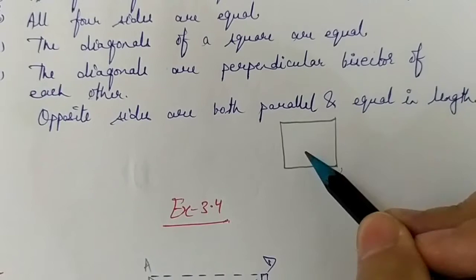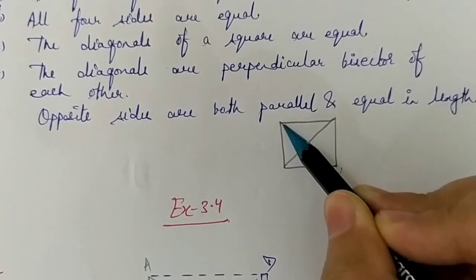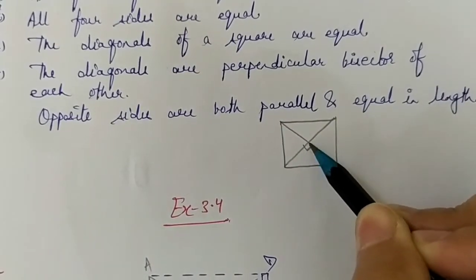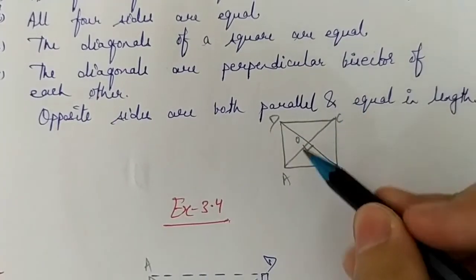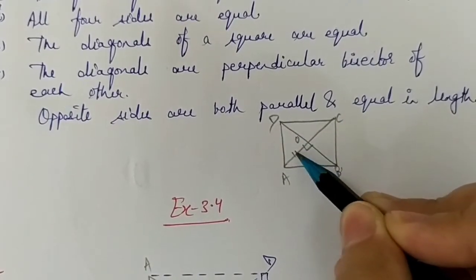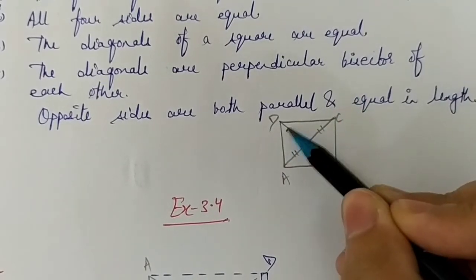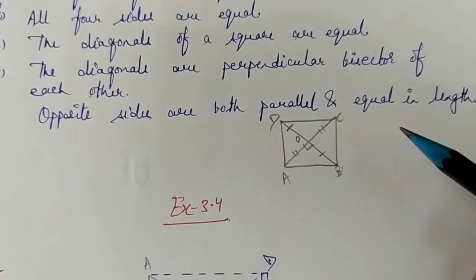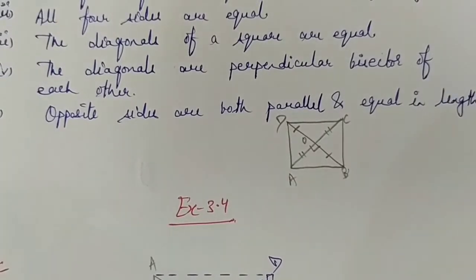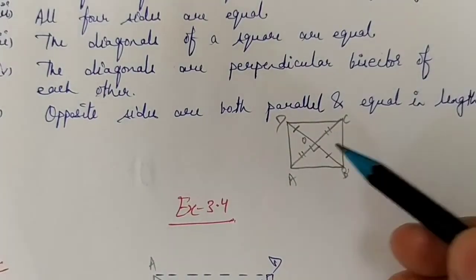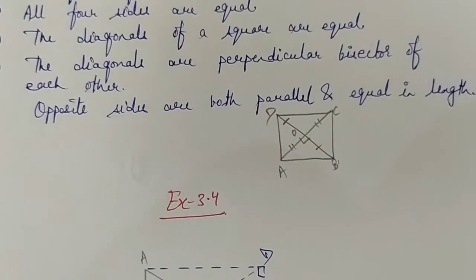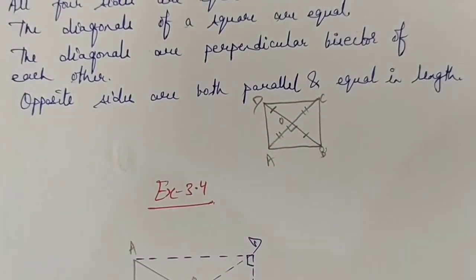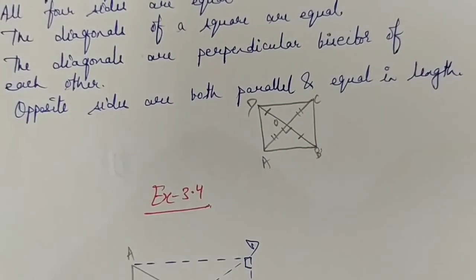If it is a square, these diagonals O A B C D, OA is equal to OC, OD is equal to OB. It means they bisect, and the intersection forms a 90-degree right angle. Opposite sides are both parallel and equal in length, obviously, because it is a parallelogram.